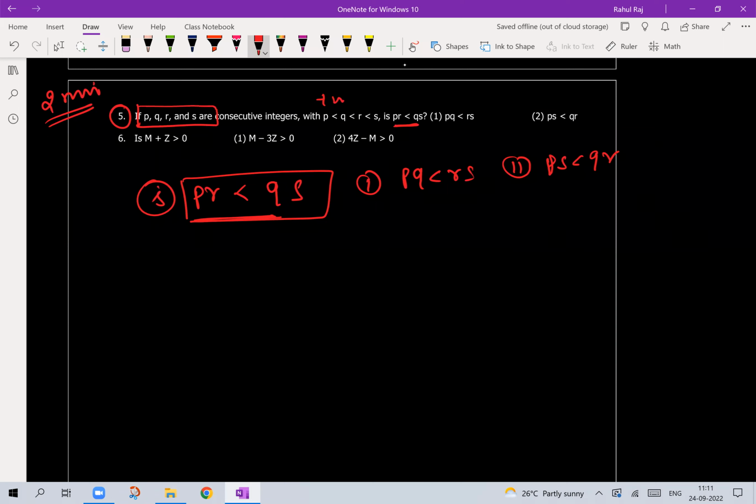So just to save ourselves from that, what we can do is imagine there are 4 integers that are given to you in the question: is PR less than QS?